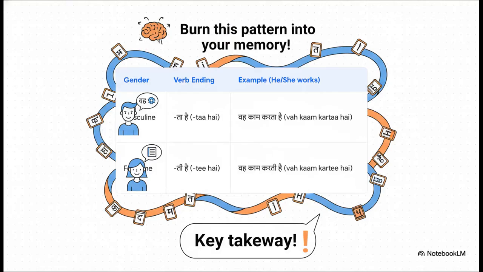And here it is, that core pattern one last time, using our verb to work. For a guy, vah kaam karta hai. For a girl, vah kaam karti hai. This right here is the main takeaway. If you can just remember this simple pattern, you have absolutely mastered today's lesson.